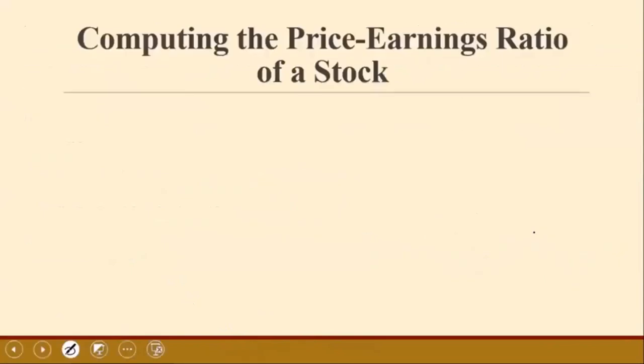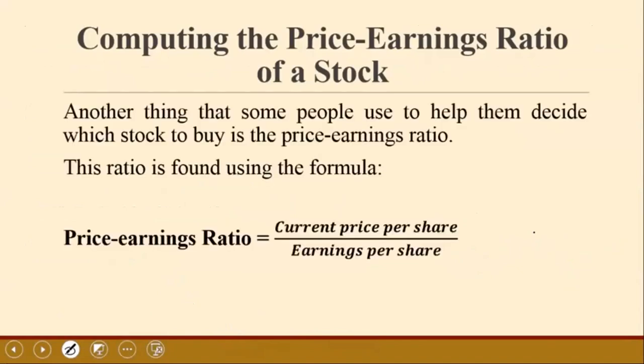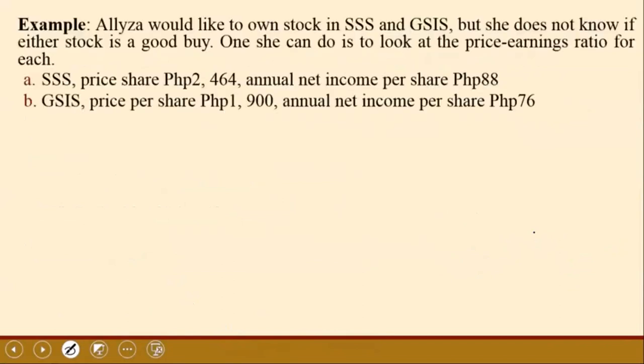Another one is the price earnings ratio of stock. Another thing that some people use to help them decide which stock to buy is the price earnings ratio. We are going to use this formula in computing for the price earnings ratio. Example: Eliza would like to own stock in SSS and GSIS, but she does not know if either stock is a good buy. So what she can do is to look at the price earnings ratio for each. For SSS, the price per share is 2,464 and the annual net income per share is 88 pesos. For GSIS, the price per share is 1,900 pesos and the annual net income per share is 76. So we are going to find the price earnings.